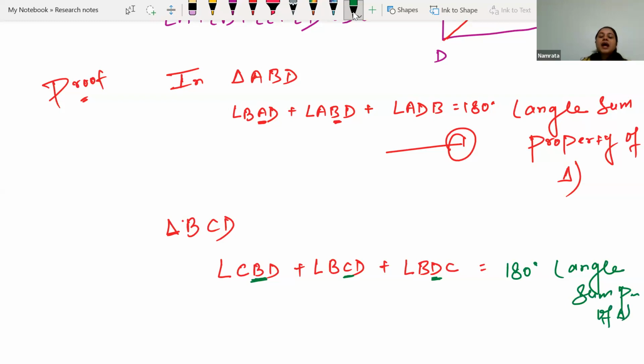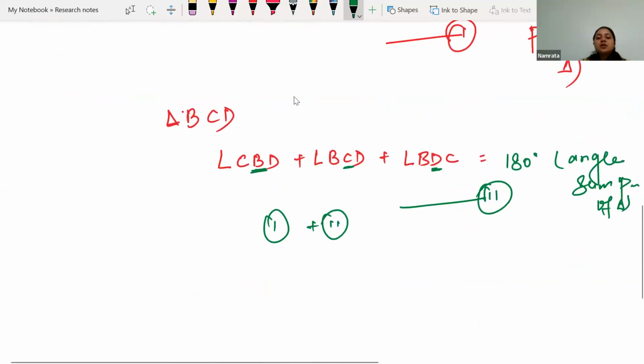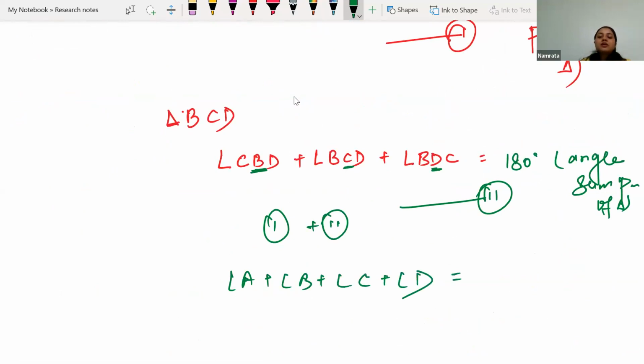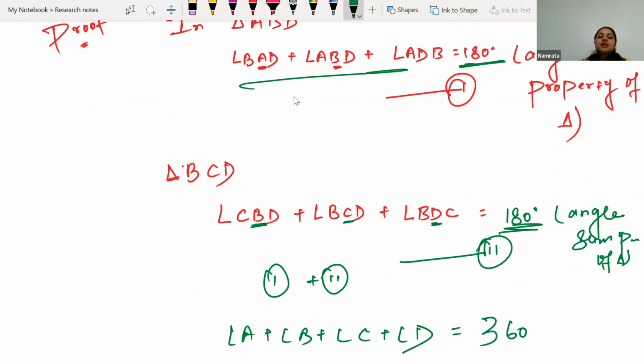And once we add equation 1 and equation 2, we will get that the sum of all the interior angles of this quadrilateral will be 360 degrees. So by adding 1 and 2, we can say angle A, angle B, angle C, angle D all together will be 360 degrees. We are just adding right hand side with right hand side, left hand side with left hand side.